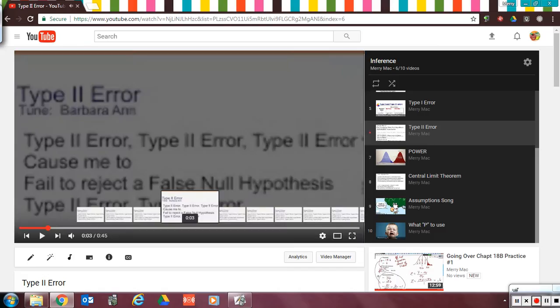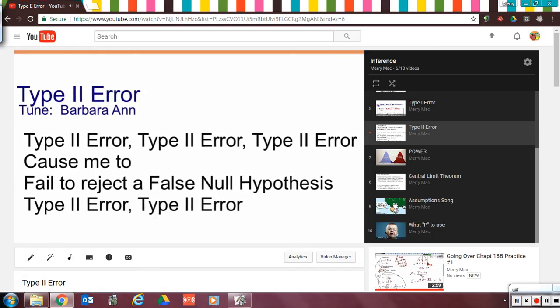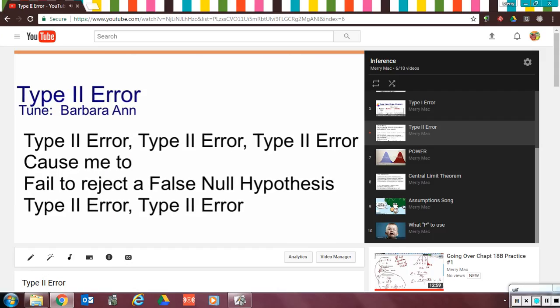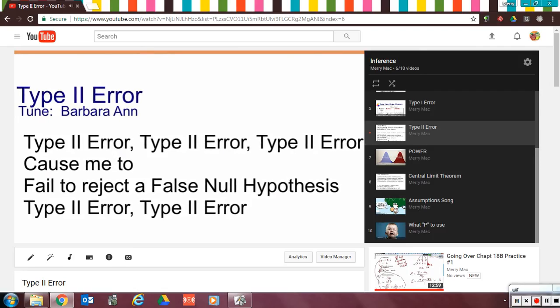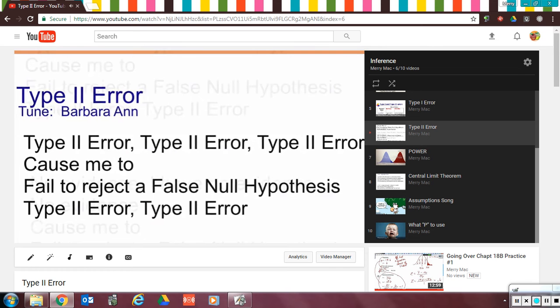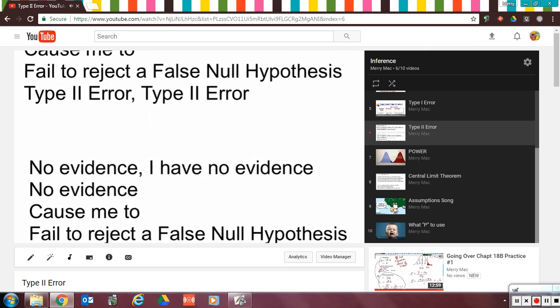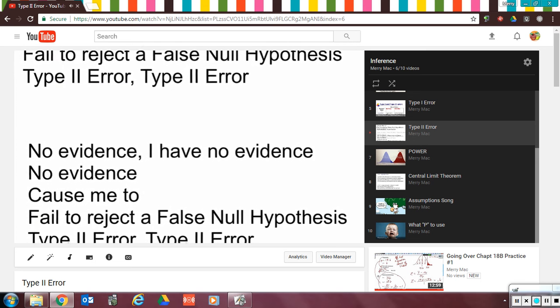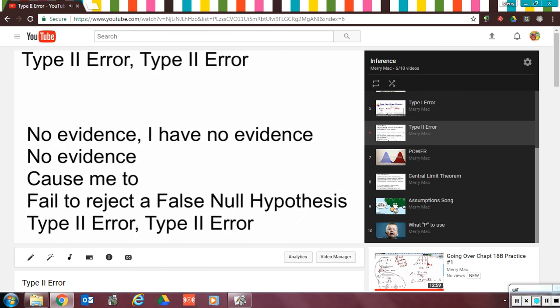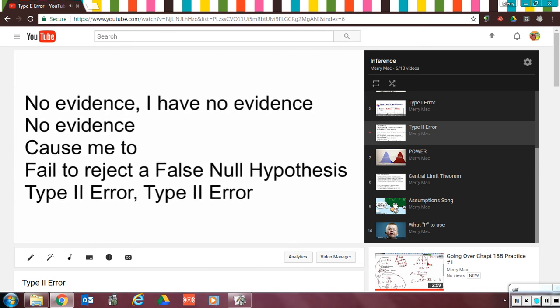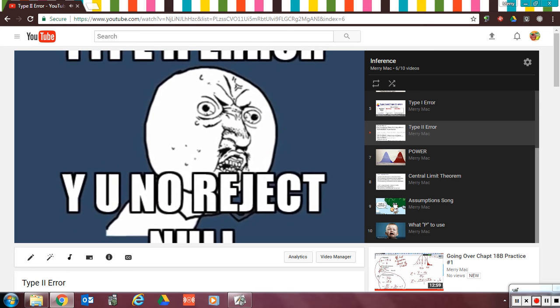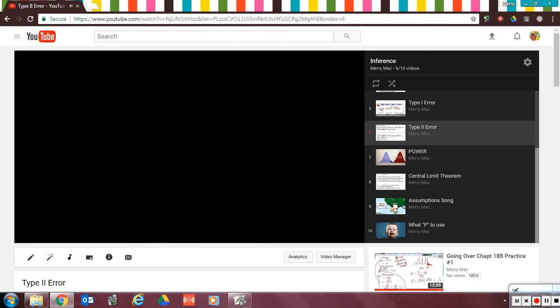Here we go. It's too high. I need to re-sing it on a better key. Here we go. Type 2 error. Oh, type 2 error. Type 2 error. Cause we can fail to reject a false hypothesis. Type 2 error. Type 2 error. Evidence. Oh, no evidence. No evidence. Cause we can fail to reject the false hypothesis. Type 2 error, type 2 error. Why you never reject the null? Why you never reject the null?